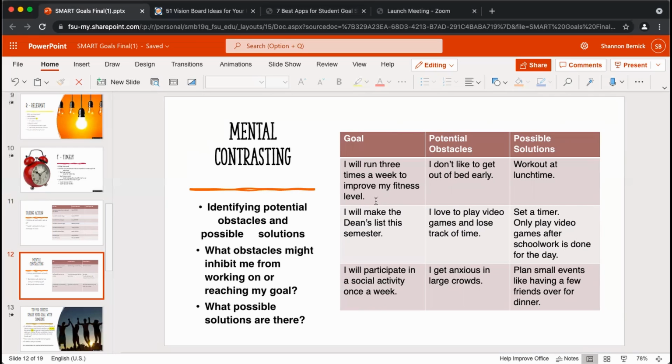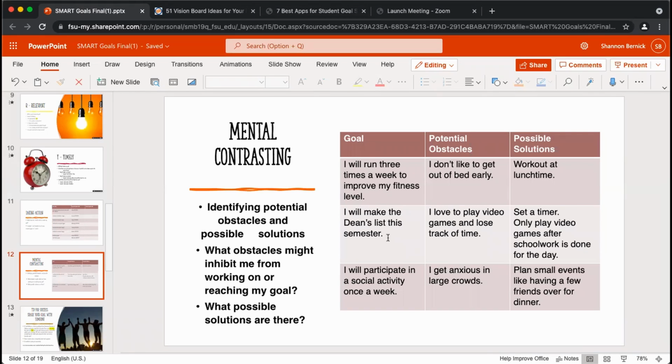So my first goal is I will run 3 times a week to improve my fitness level. Some potential obstacles are that I really don't like to get out of bed early. I like to sleep in, I like to enjoy my morning tea. So if I have to run in the morning, it's probably not going to happen. A possible solution then would be to work out at lunchtime instead. That's when I have some downtime, I have more energy because I'm already up and moving around. So that's going to be a possible solution for me.